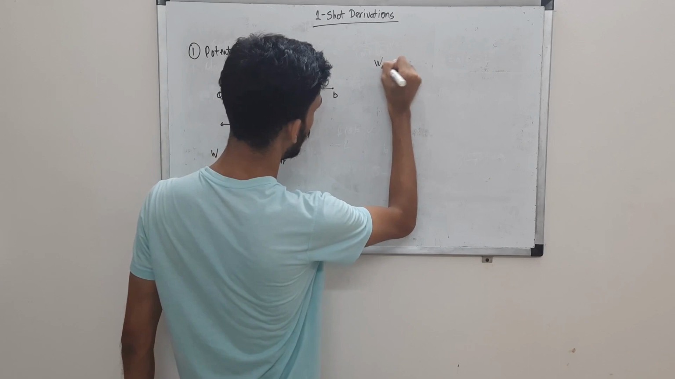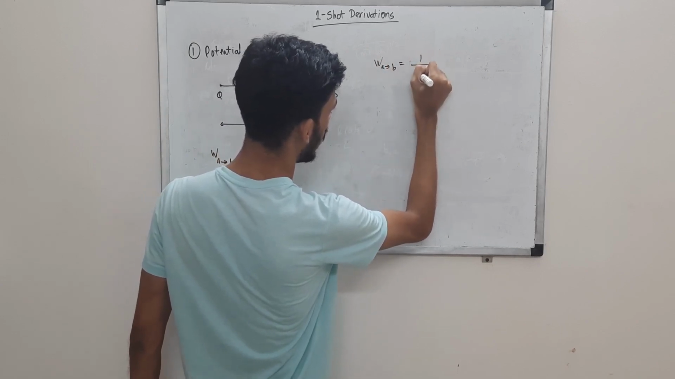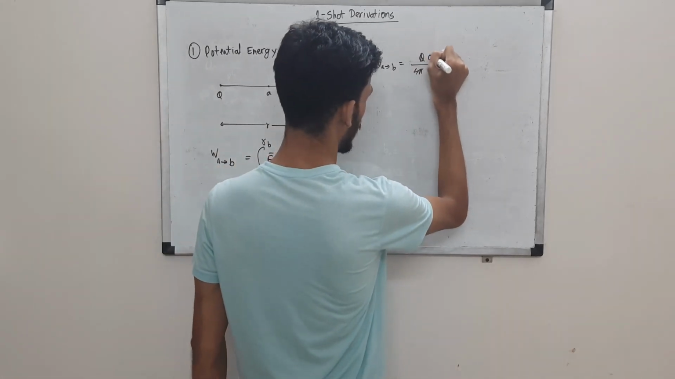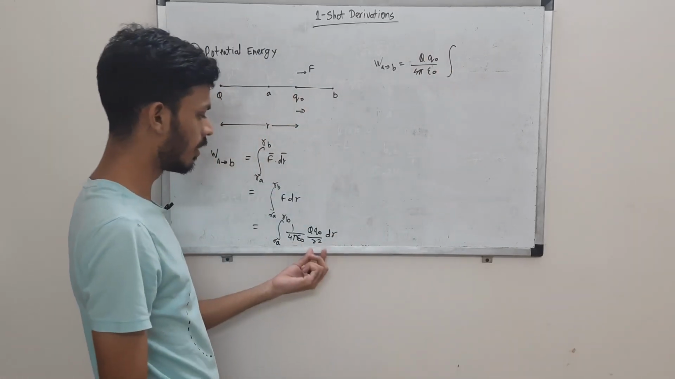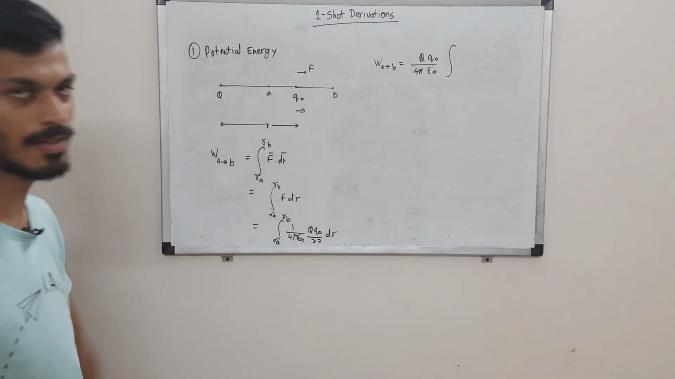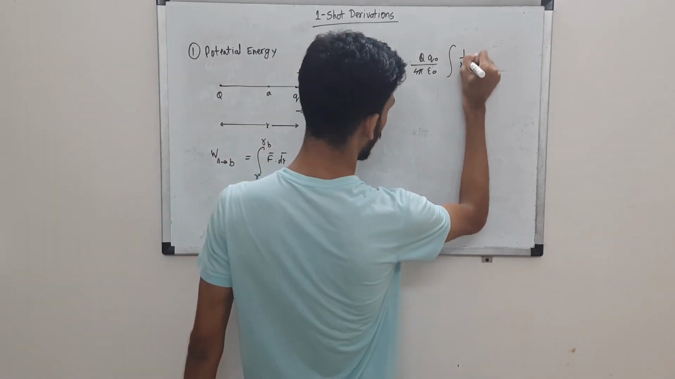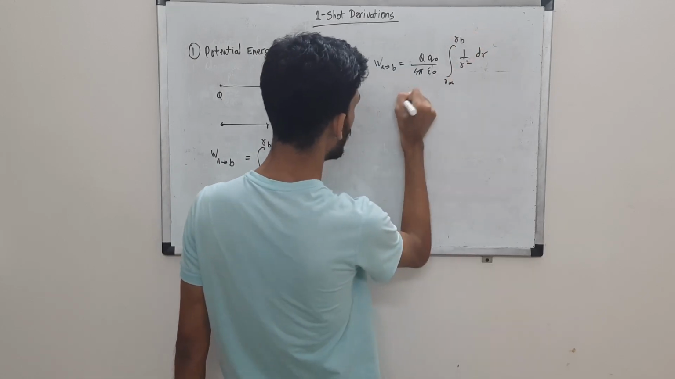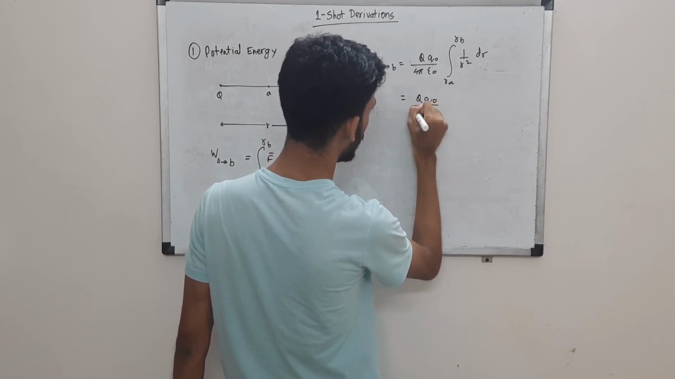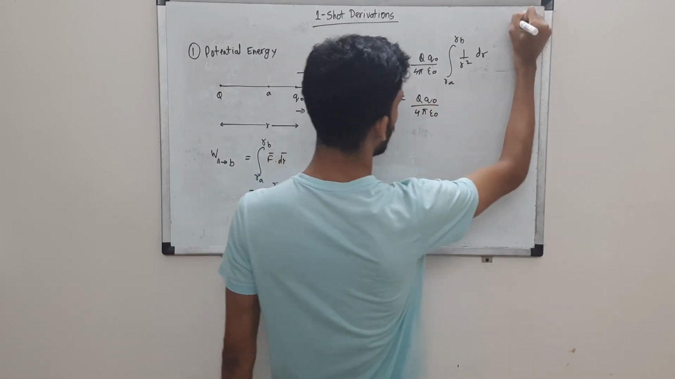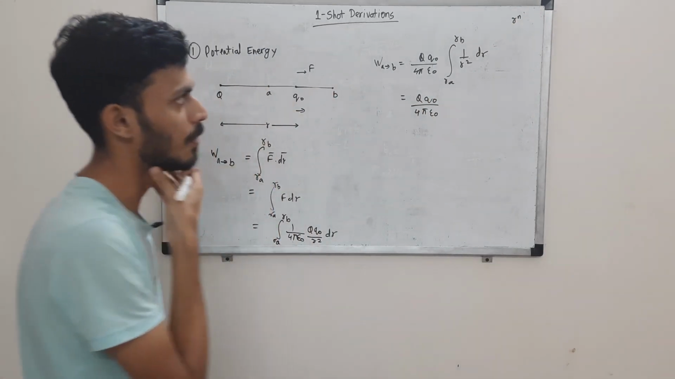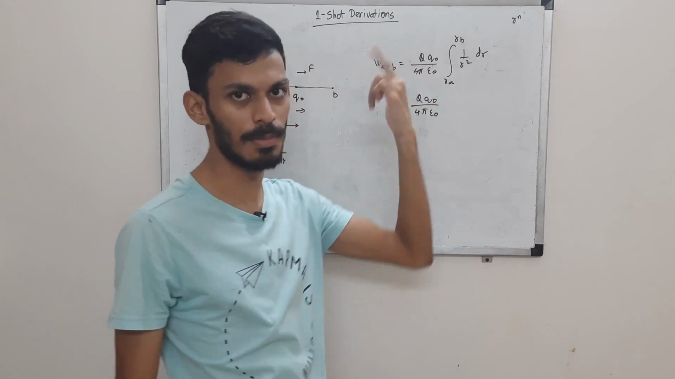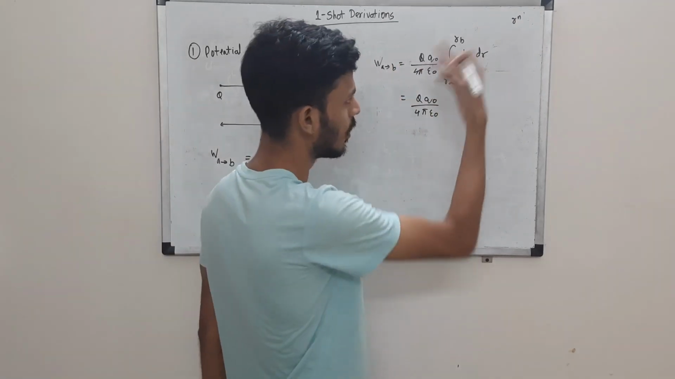So work done from A to B will be nothing but this: 1 upon 4 pi epsilon naught is constant, and the source charge Q and test charge q naught are also constant in this journey. Only the varying thing is this distance r. So it is the integration of 1 by r square dr from RA to RB. The integration of 1 by r square is minus 1 upon r. You can use the r to the power n formula: r to the power n plus 1 upon n plus 1, so r to the power minus 2 plus 1 over minus 2 plus 1 gives minus 1 by r.